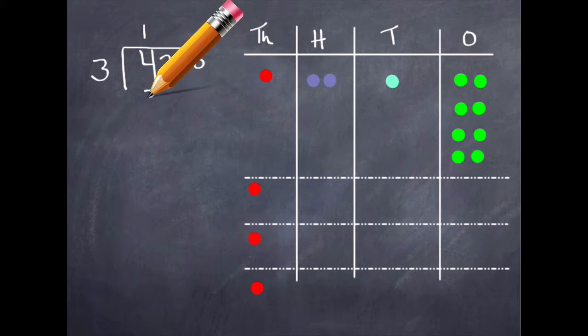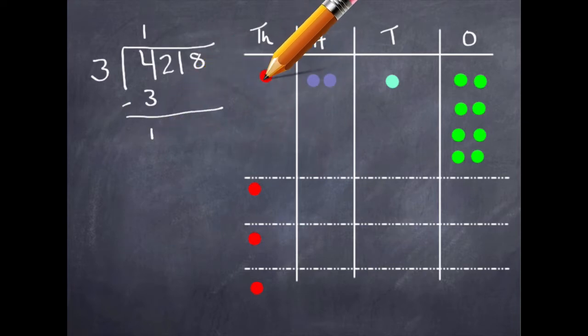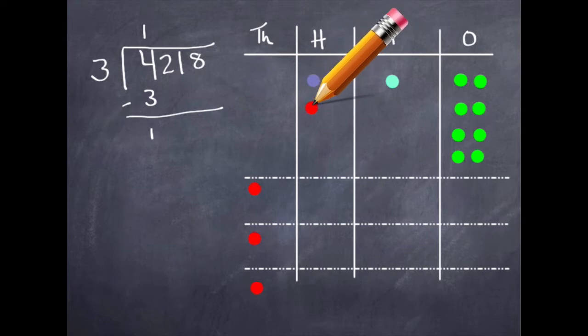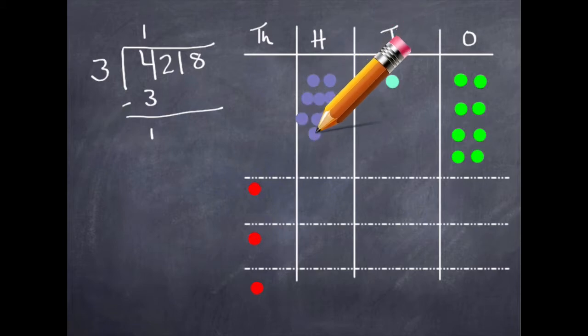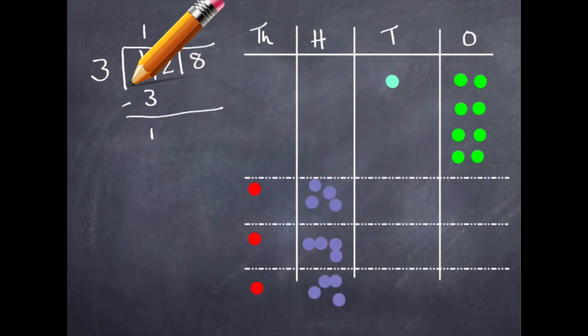3 times 1 is 3. Subtract. We'll have 1 dude left, so I'm going to end up bringing him over here, except that he's going to change to 100. And he's actually not going to change to 100. He's going to change to 10 hundreds, right? 10 hundreds, and then I can divide them up. All right, so I'd end up with 4 in each group, which is excellent.